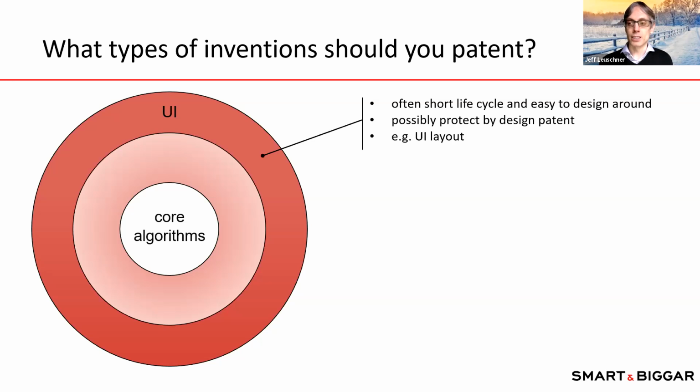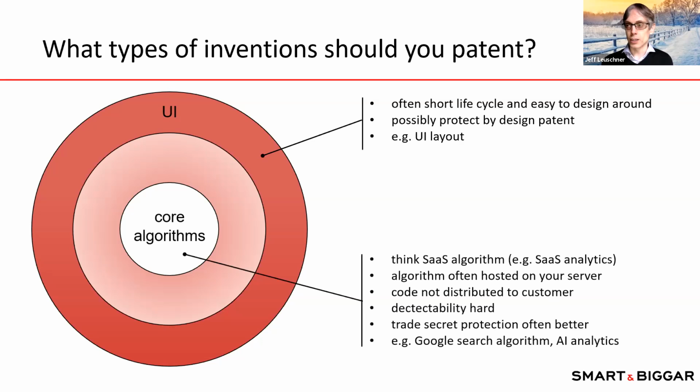On the other end, in some software implementations, you have these core algorithms, like data analytics, machine learning, search algorithms, etc., that maybe form a fundamental basis of your product or service. And there might be some pretty amazing stuff going on here, but what about patent protection? Just because it's amazing doesn't mean you patent it.